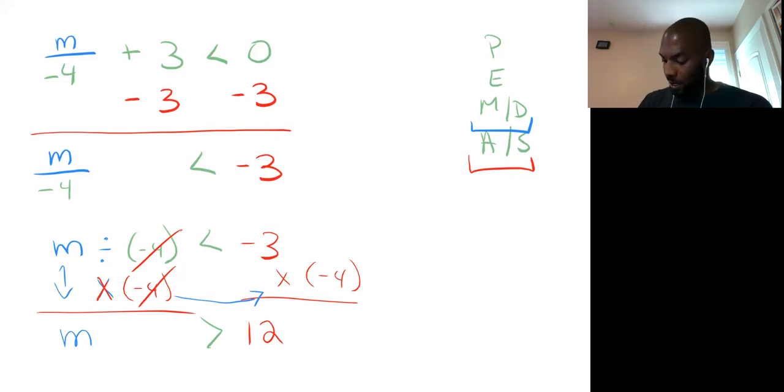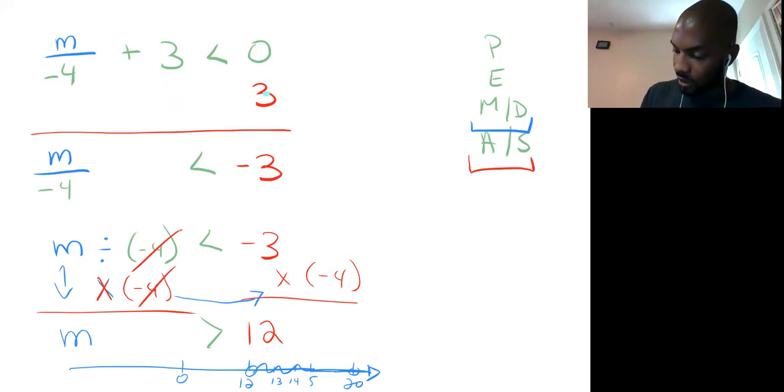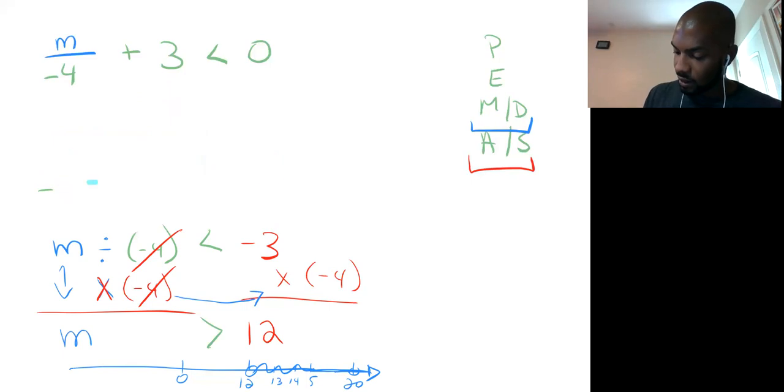Let's pick a number that's bigger than 12. I got 0. I have 12. A number bigger than 12 could be 13, could be 14, could be 15. I'm going to choose 20 because it looks like it's easy math. Let's choose 20 and see what happens. Let me rewrite my original equation, which is up here. All right, now I replace my m with something greater than 12, which is 20.